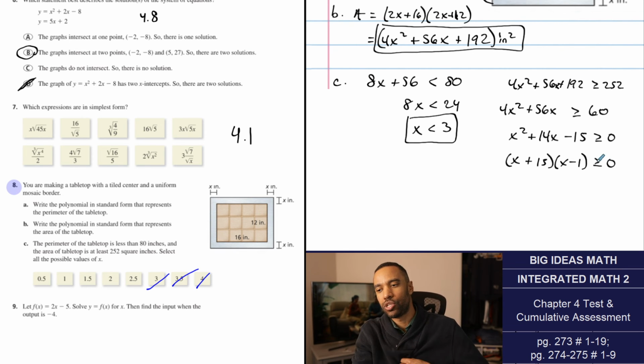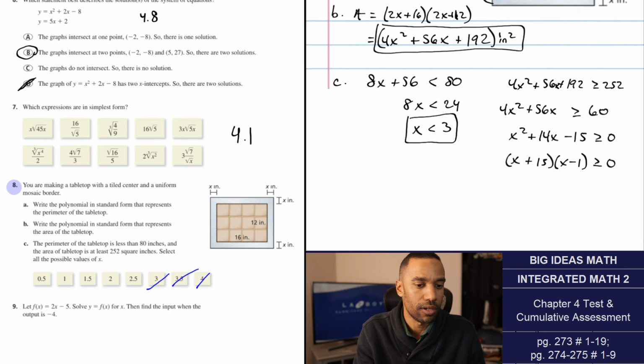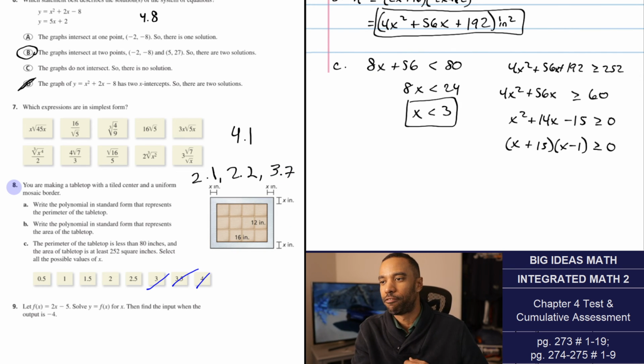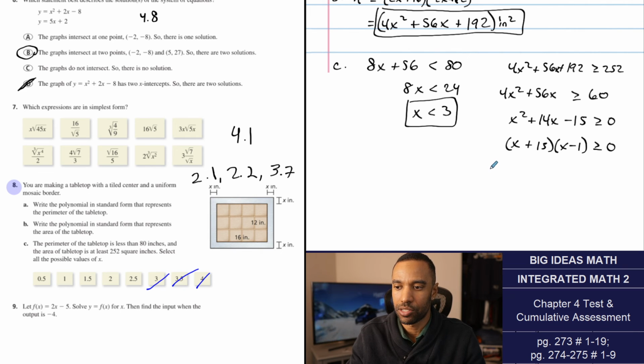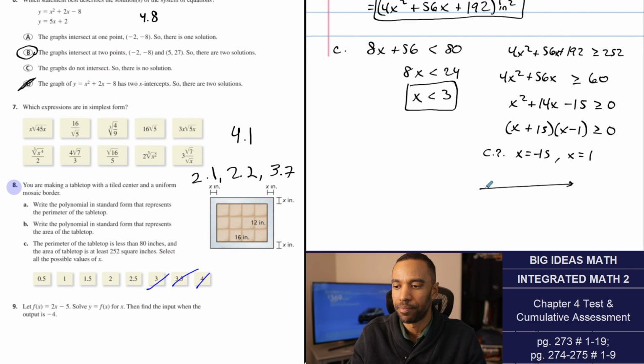Now, as far as what I want to do, this is all about critical points and stuff. I'm very well aware this is partly section 2.1, partly 2.2. But now that we've dealt with inequalities, it's also partly, I keep forgetting the sections, 3.7, I believe, for this number 8. Now for this here, what I want to do is find some critical points. The critical points are x equals negative 15 and x equals 1. I care a little less about negative 15, but negative 15 and 1.